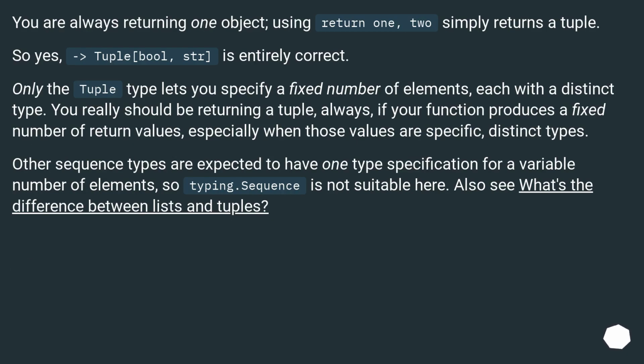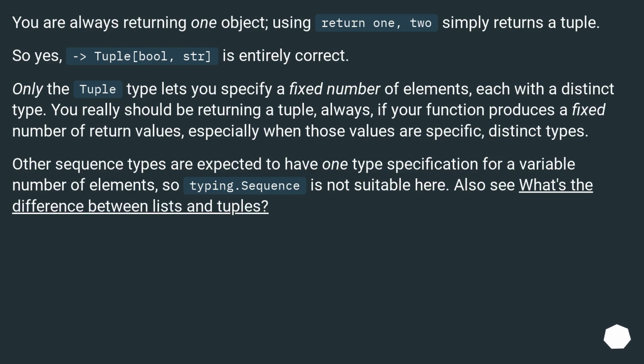You are always returning one object. Using return 1, 2 simply returns a tuple. So yes, Tuple[bool, str] is entirely correct. Only the tuple type lets you specify a fixed number of elements, each with a distinct type.